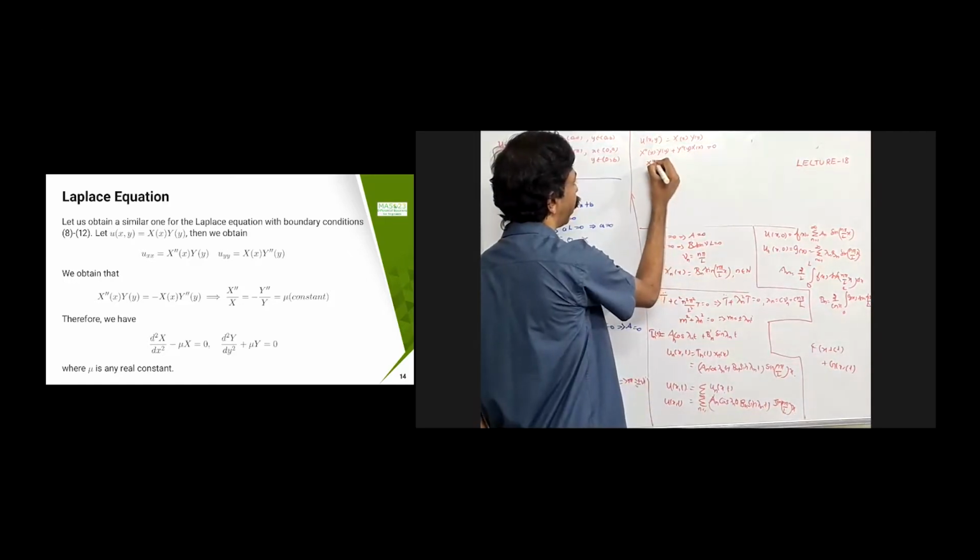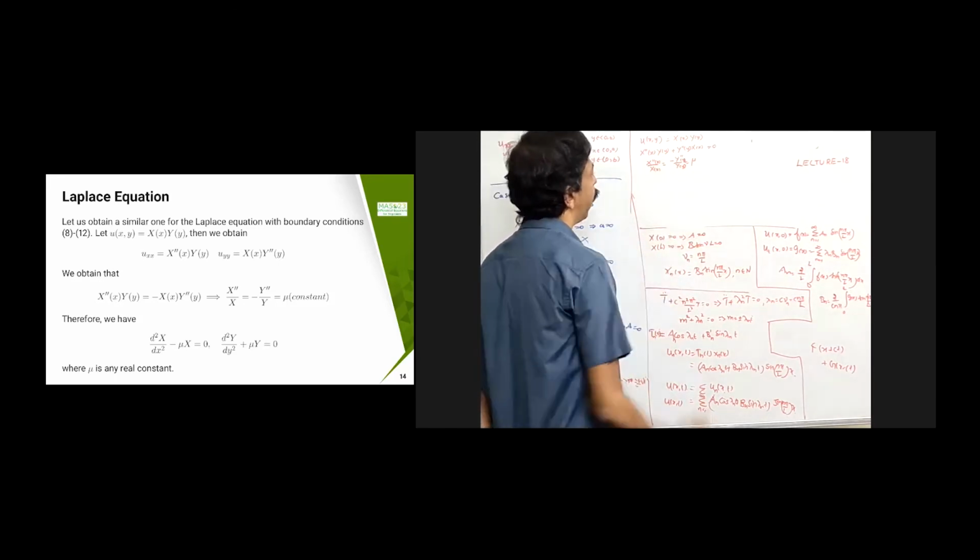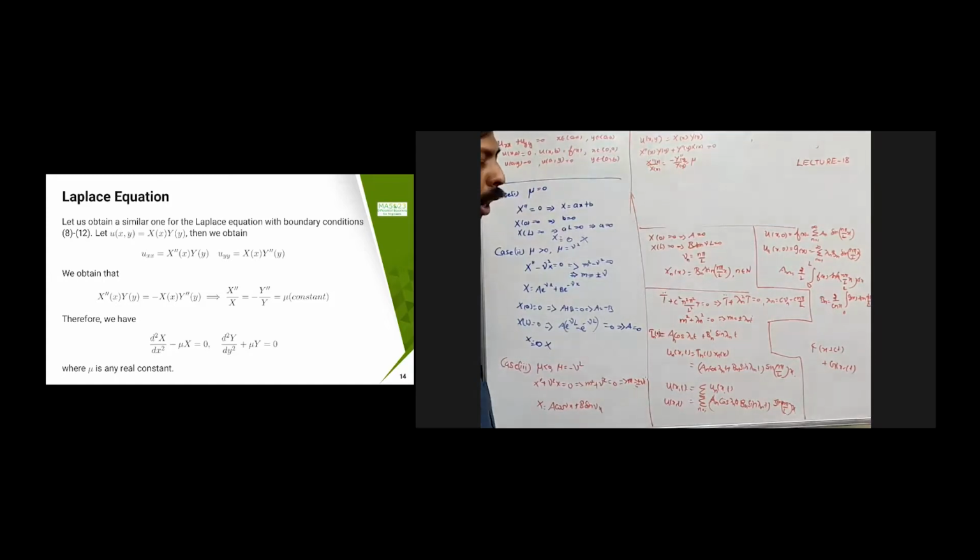So in this case I am going to get X double dash by X equal to minus Y double dash by Y equal to a constant, again same thing. This is a function of x and this is a function of y. Therefore that is going to be a constant only. That is the only possible thing, otherwise it is not possible.